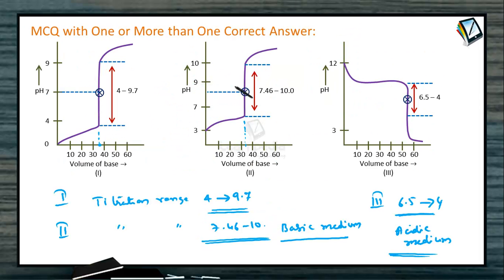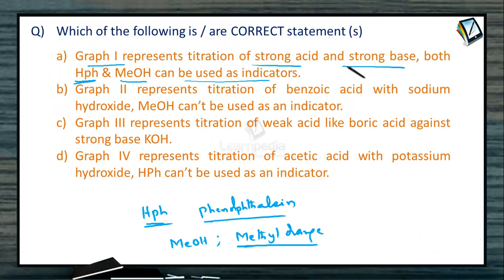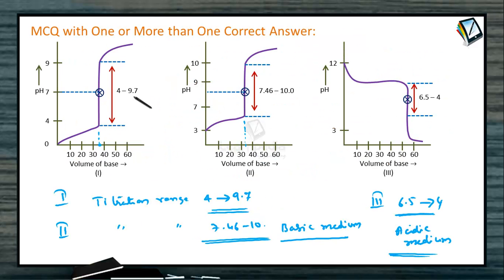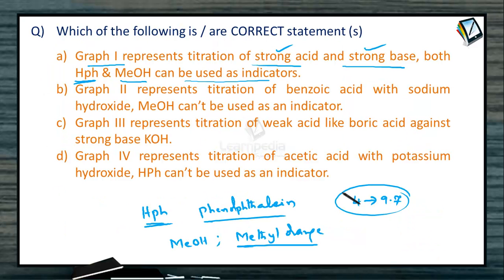So the titration range is 4 to 9.7, and this titration range will generally be for strong acid, strong base titration. Therefore graph 1 representing strong acid against strong base is right, and the titration range in the first graph is too big, from 4 to 9.7. So any indicator whose pH range falls in this can be used. So both acidic indicator as well as basic indicator can be used. So the statement A is right.